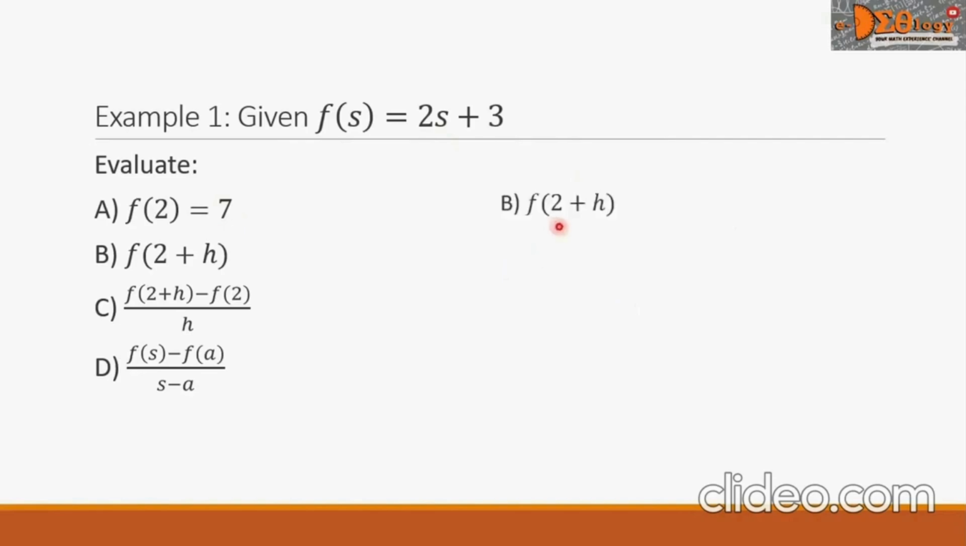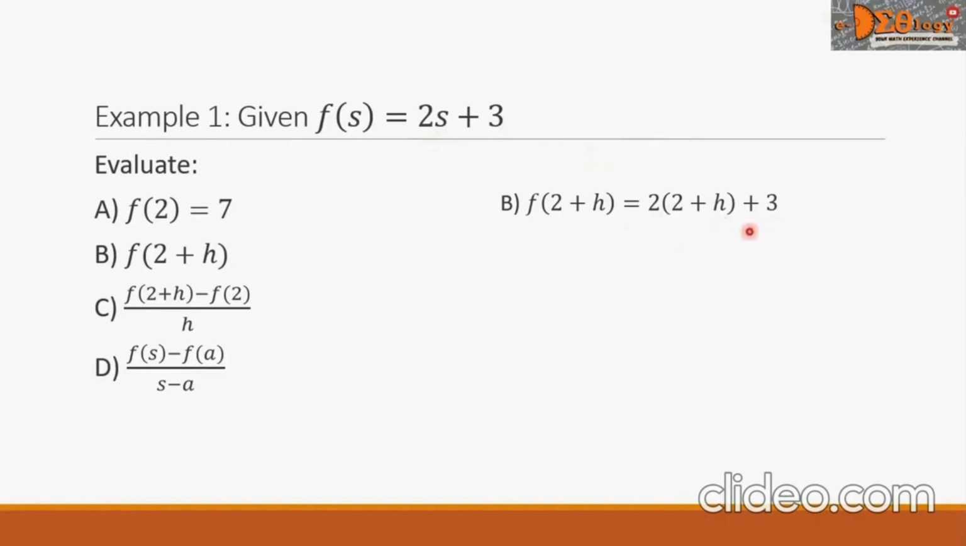The f of 2 plus h. The same idea. I am going to copy the same function. I will write here, but for the s, I am going to substitute the value 2 plus h. So we have now 2 times the quantity 2 plus h, then plus 3.